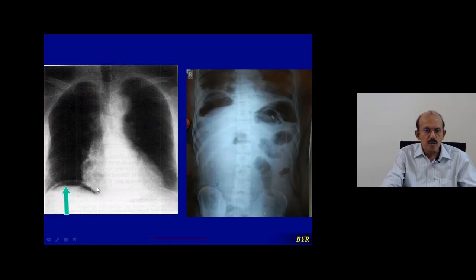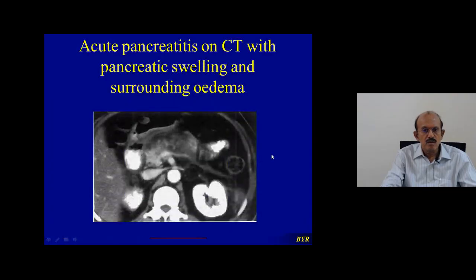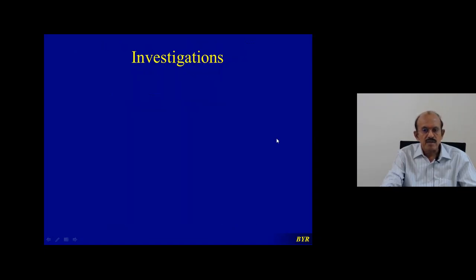This is pneumoperitoneum, a crescentic shadow under the dome of the diaphragm. So you can see here a crescentic shadow on the dome of the diaphragm along with air-filled loops in the abdomen. You can see here the pancreatic swelling. This is acute pancreatitis producing peritonitis.